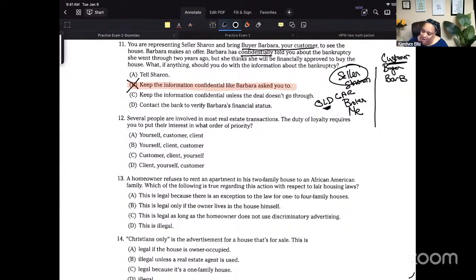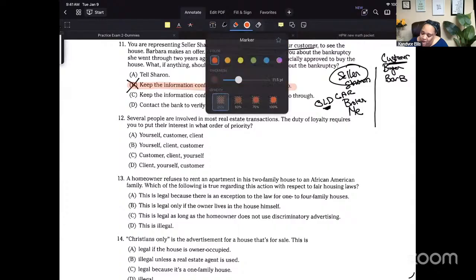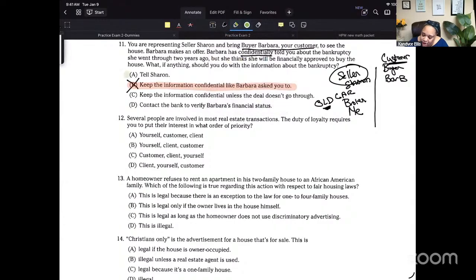So yeah, you're going to go ahead and tell Sharon. Sharon is who you owe loyalty to. Sharon is who you owe disclosure of all information. You must share everything you know about the transaction with your client, unless you're in dual agency. I mean, if you know something, you tell it. Does that make sense to everybody now, I'm hoping? Why the answer's A? Okay.